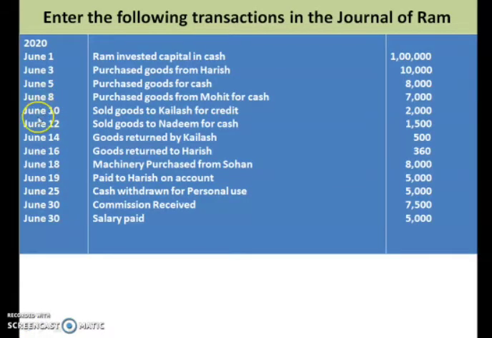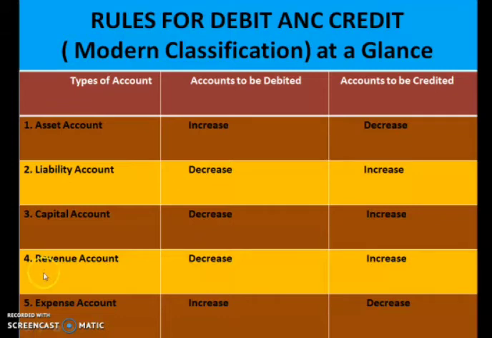Next question. June 10. Sold goods to Kailash for credit 2,000. Here it is a sales. So sales is our income or revenue. We can say that revenue. So our revenue means sales is increasing. So if it is increasing, sales will be credited. And in this case, when you sell a good, what comes? Cash comes, isn't it? Cash is our asset. So asset increase, it should be debited.